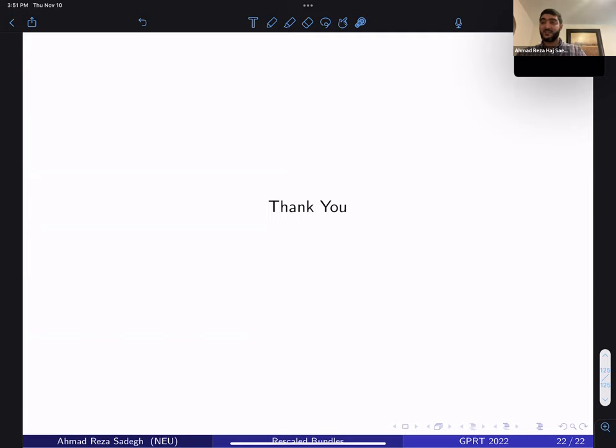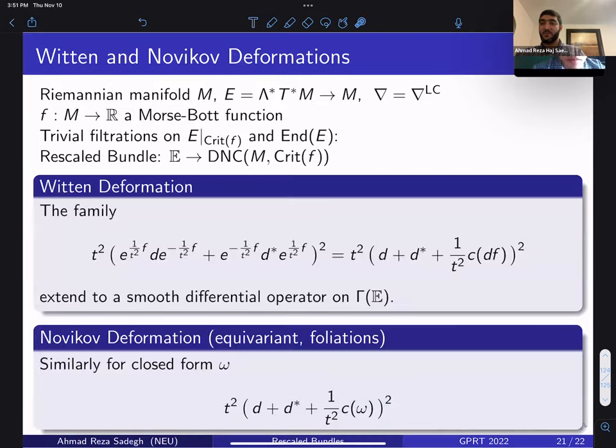So this last result essentially wasn't very much new. We didn't recover anything new here, but we just recovered the Witten deformation from the construction.